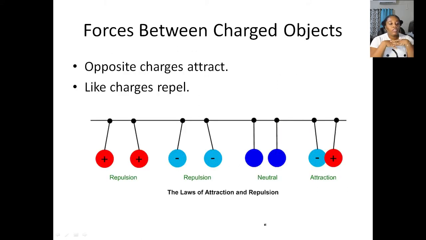So opposite charges attract, like charges repel. Okay, so if you have two positive objects, they're going to repel. Two negative objects, they're going to repel. If they're neutral, there'll be no attraction or repulsion. But if you have one that's positively charged and one that's negatively charged, they will attract each other. Okay? So those are the laws of attraction and repulsion.